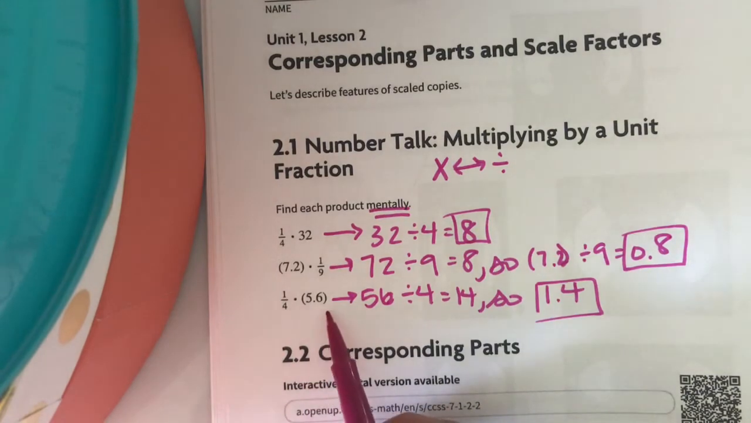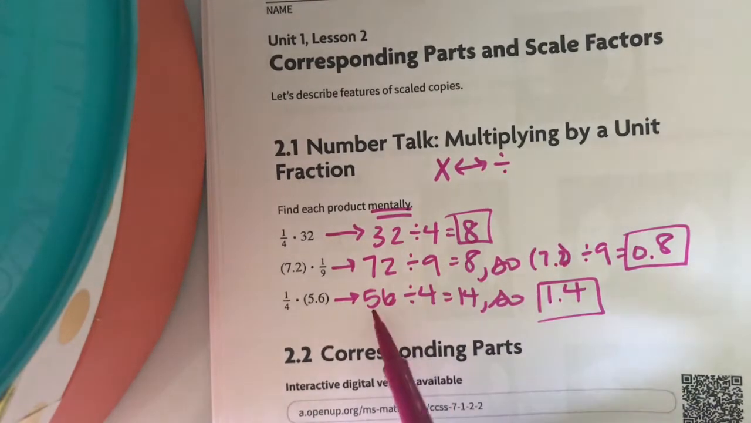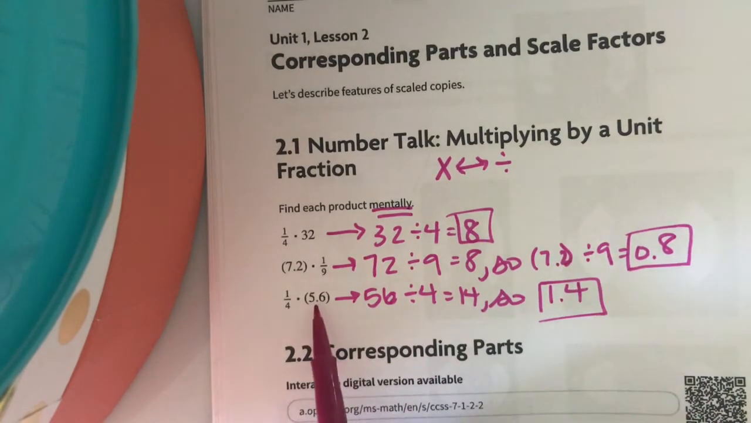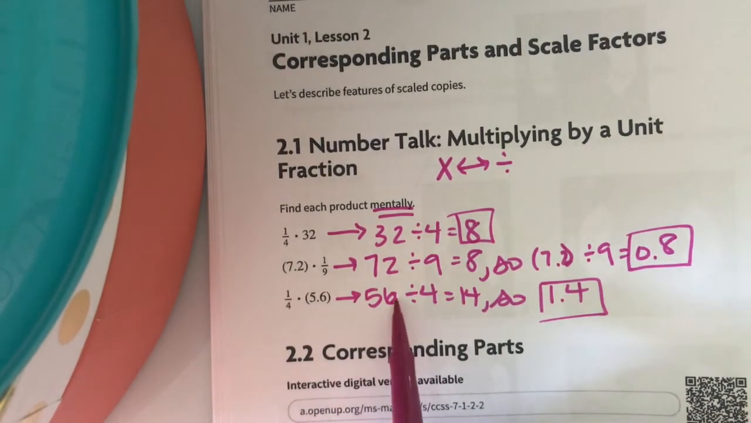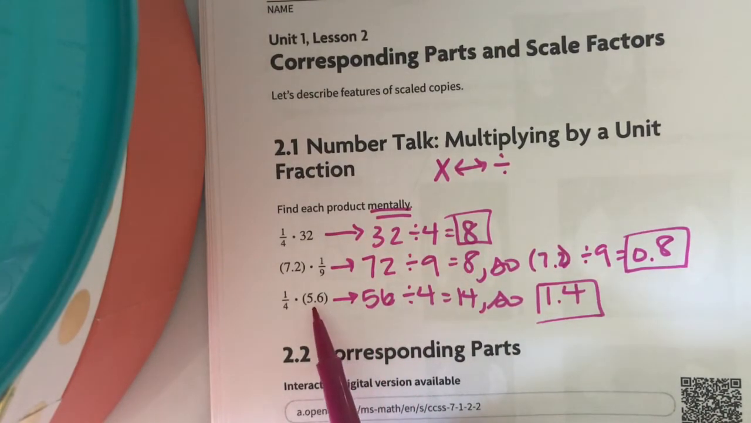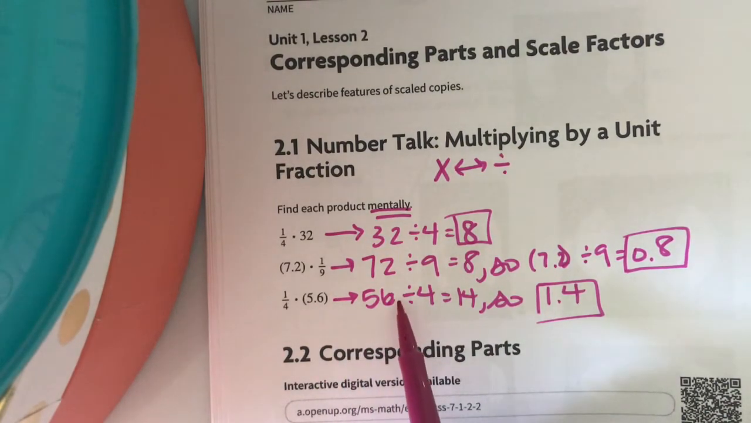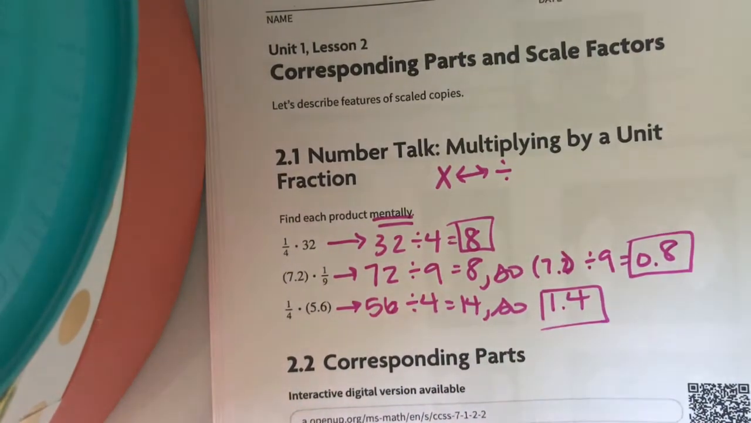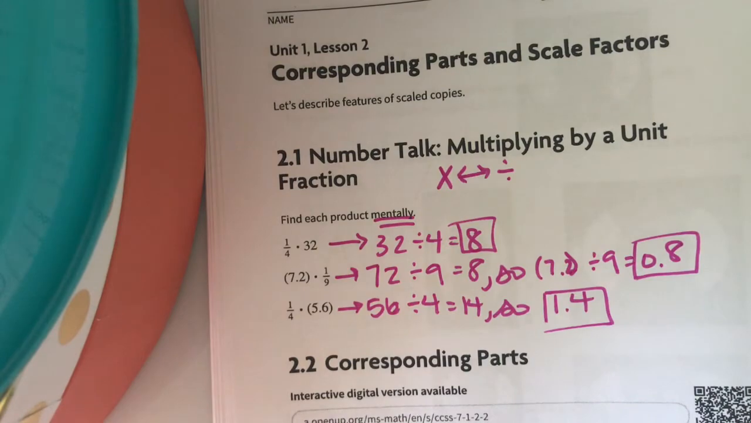1/4 times 5 and 6/10. I said, well, let's do 56 divided by 4. So that's 14. So again, you have to move that decimal point. We moved it to the right once to get 56, not the left. So we have to move it back to the left 1 time to get 1.4. Okay, so that's the very first part of engaging number talk multiplying by a unit fraction.